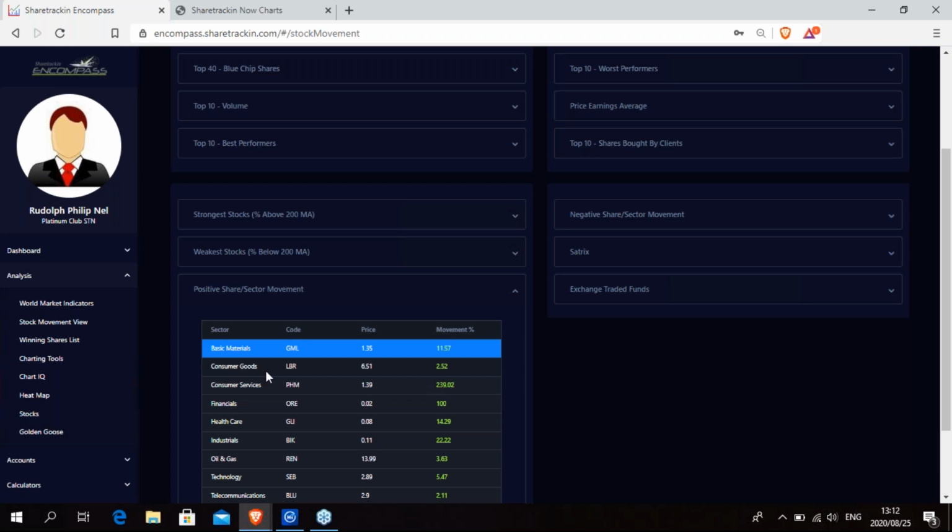Same with consumer goods. We look at consumer goods. LBR has gone up by 2.52% for the day in consumer goods. We look at consumer services, BHM, 139, and it's gone up by 239.02% so far for the trading day.